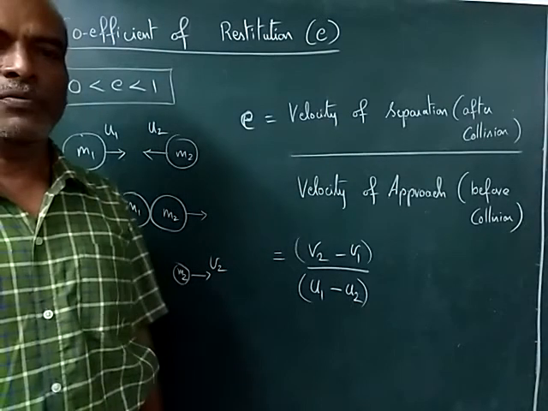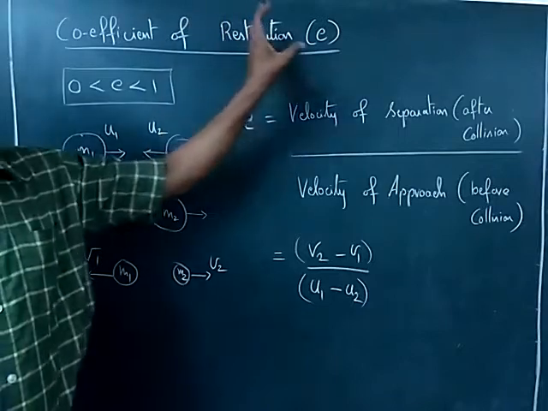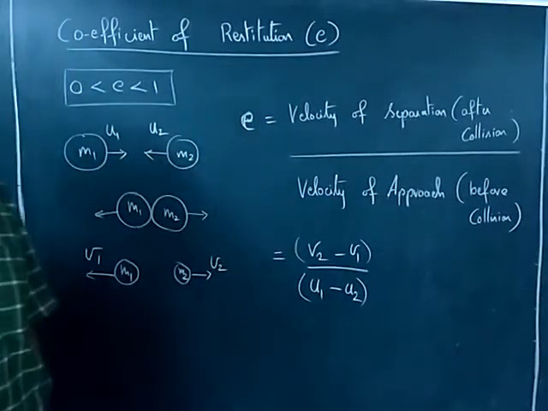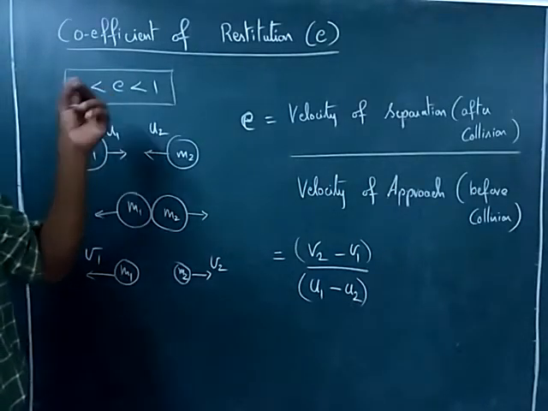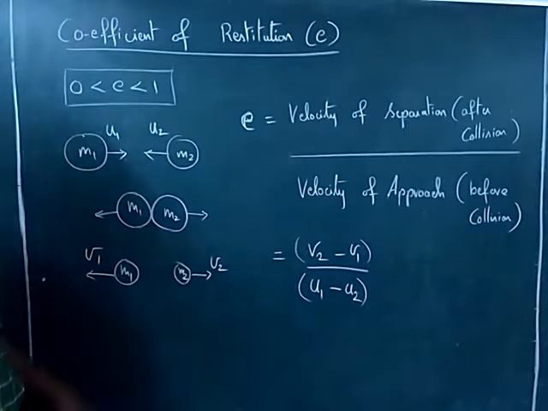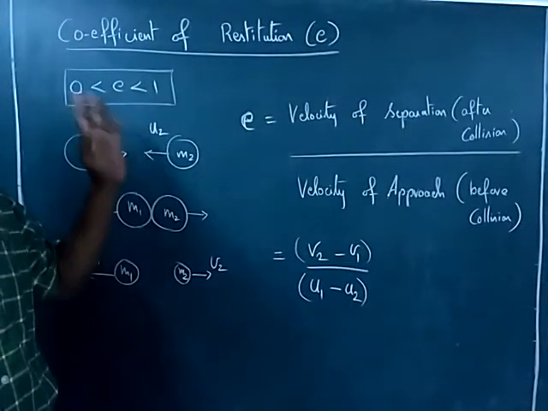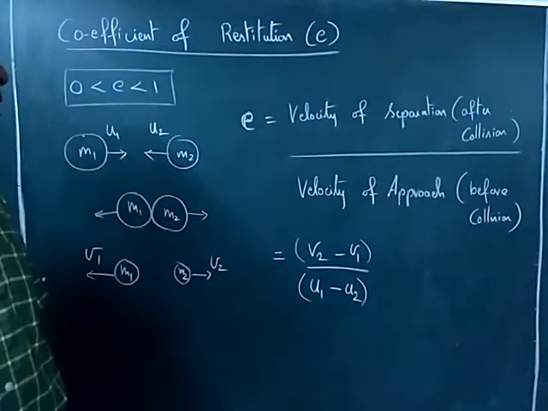Viewers, today we are going to see about coefficient of restitution. Symbolically it is represented as small e. And the value of coefficient of restitution lies between 0 and 1, greater than 0 and less than 1. So it is basically a positive value.